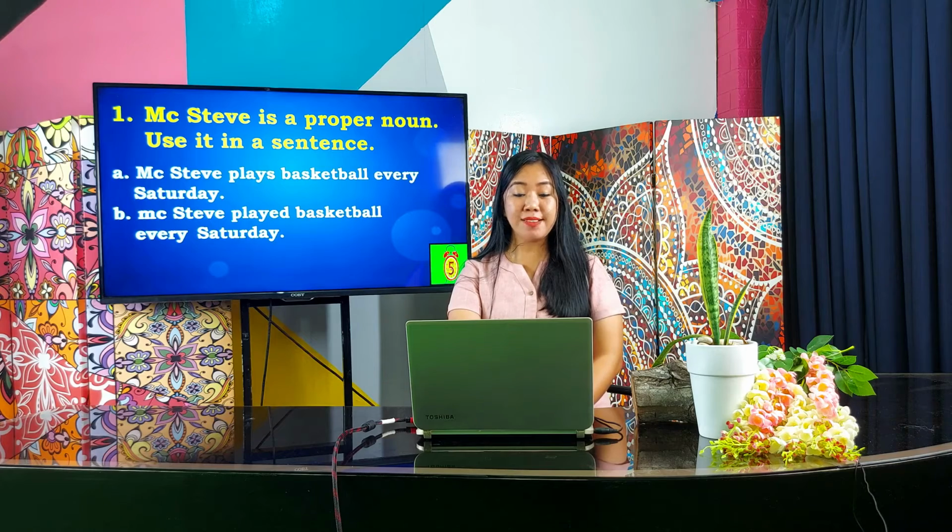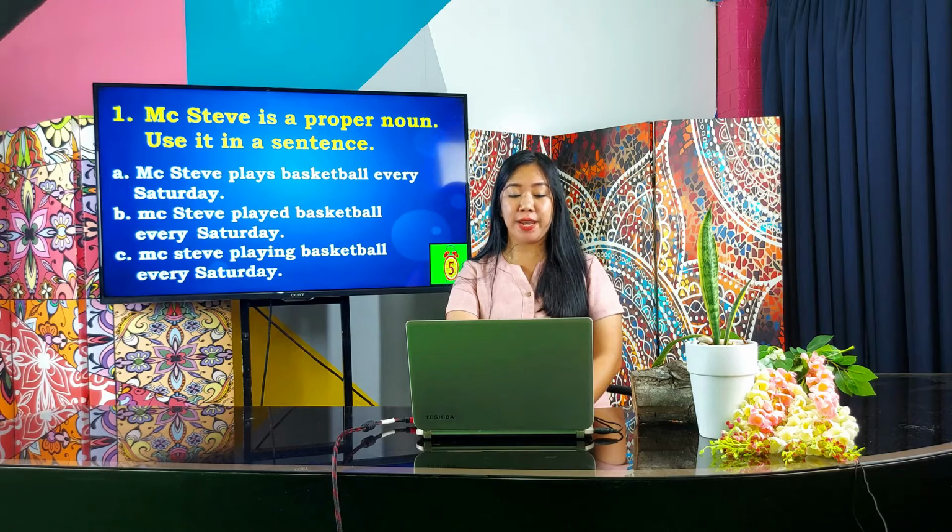Letter B. Mac Steve played basketball every Saturday. It starts with a small letter M, and the Steve starts with a capital letter S. Letter C. Mac Steve playing basketball every Saturday. Mac Steve starts with a small letter.